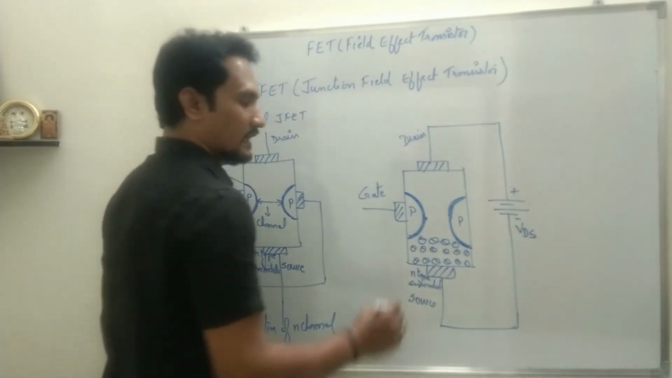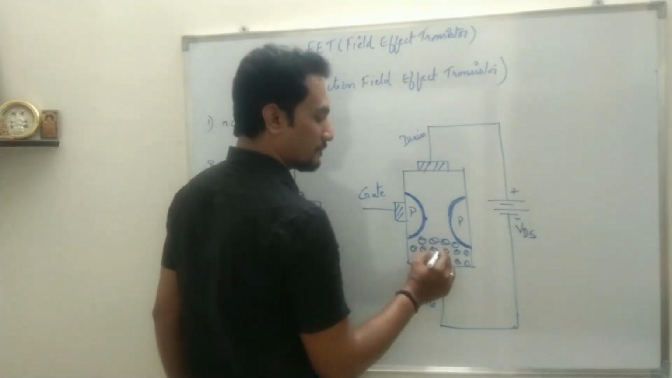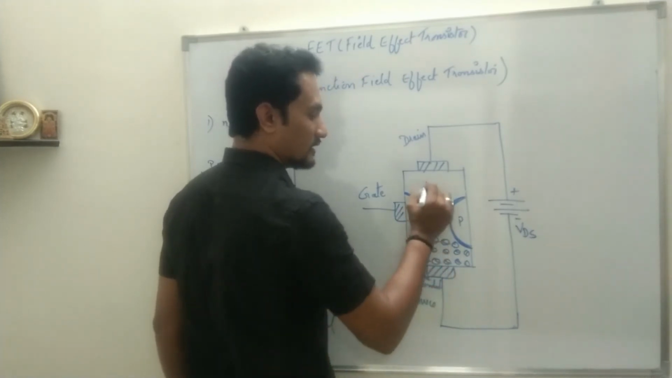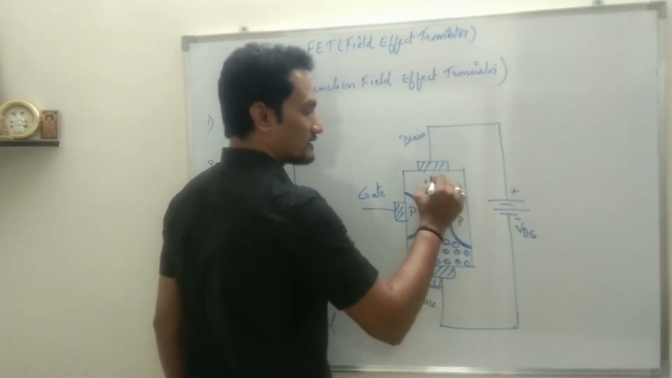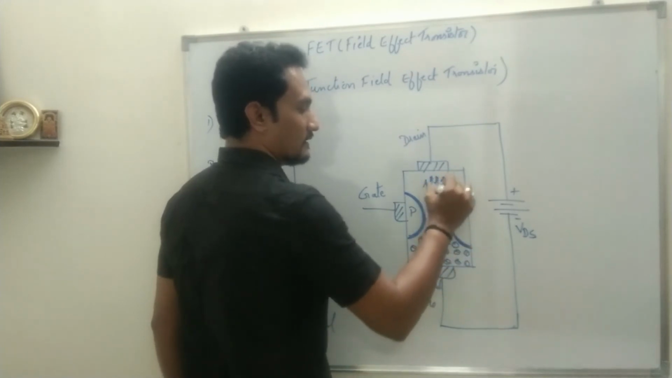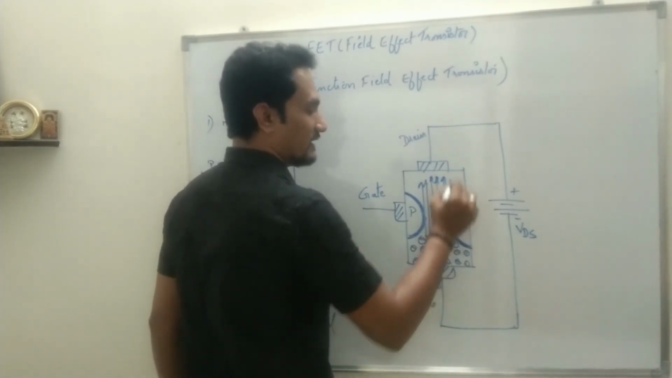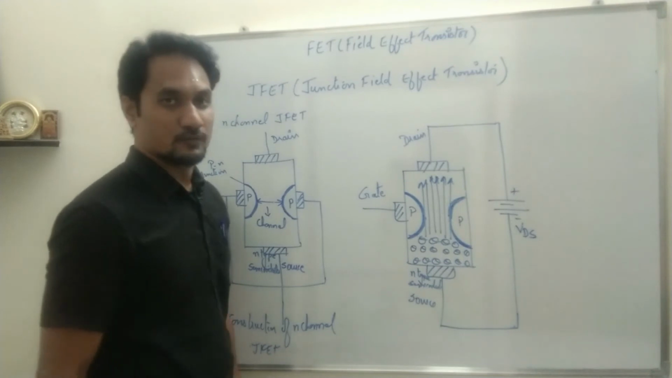As soon as VDS is applied, the electrons will be repelled by the negative terminal, so they will move towards the drain through the channel between the two p-n junctions.